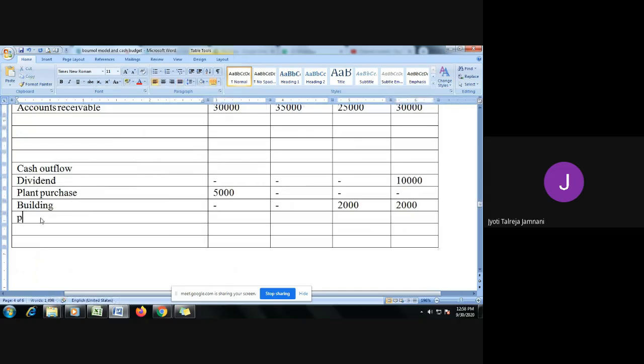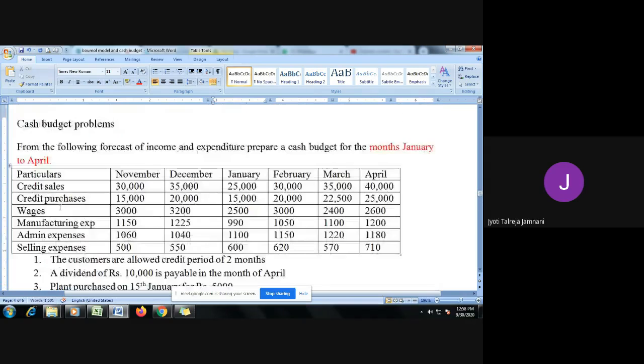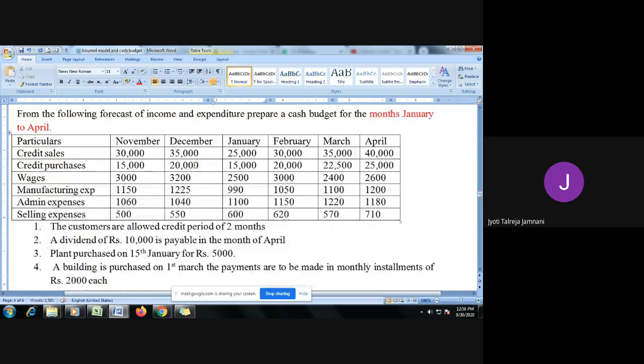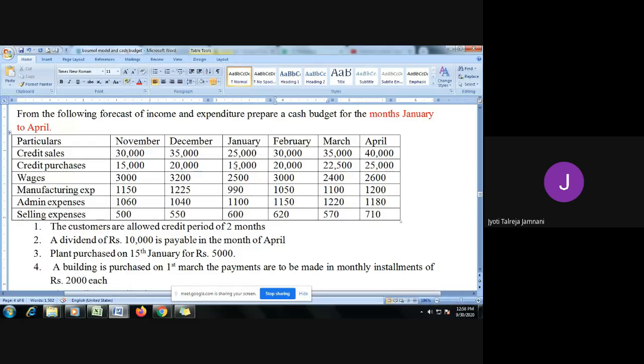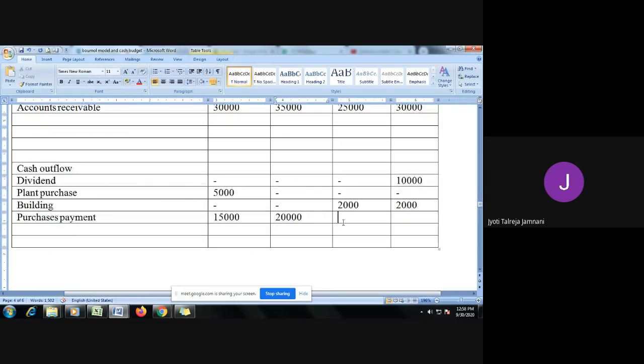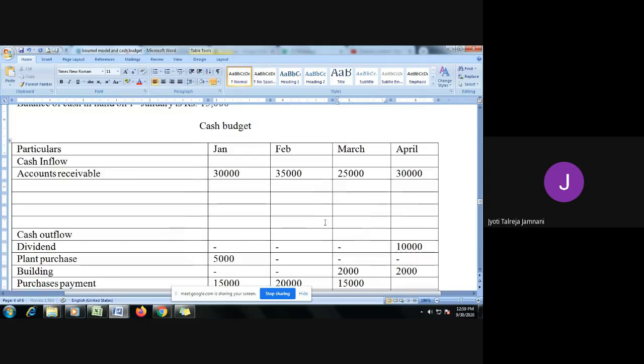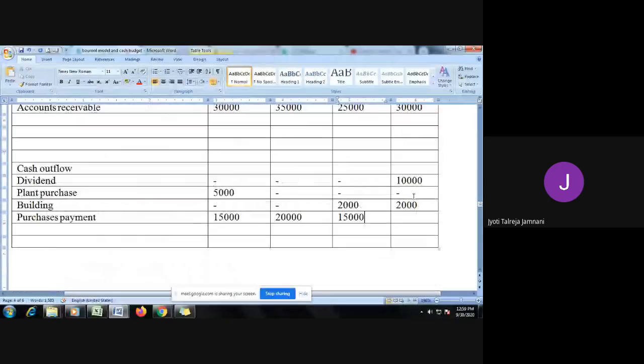So 15,000 is your purchases, or you can also write it as your credit purchases. Purchases payment you're making. So 15,000 of November I'm paying in January, then 20,000 of December I will pay in February. 15,000 of January will be paid in March, because after 2 months, so Jan, Feb I won't pay, and I'll pay it in March. Then 20,000 of February will be paid in April. So this is how your credit purchases will be paid.